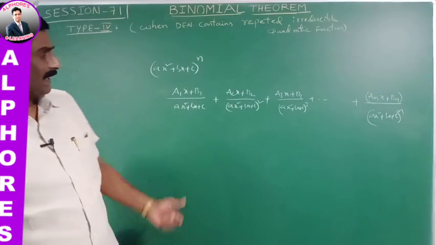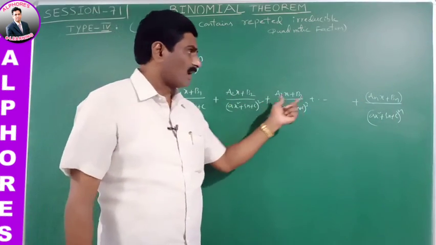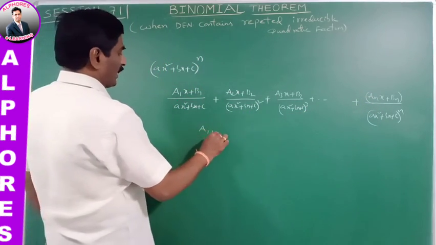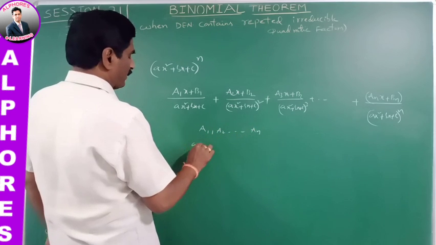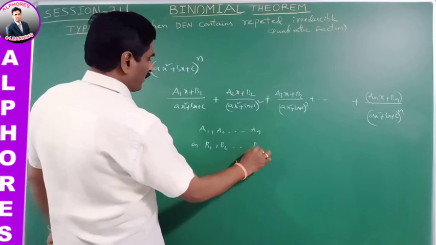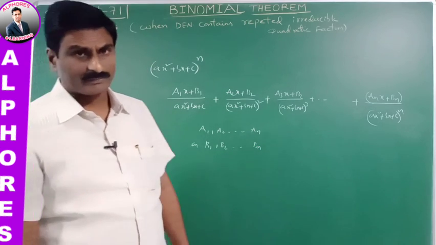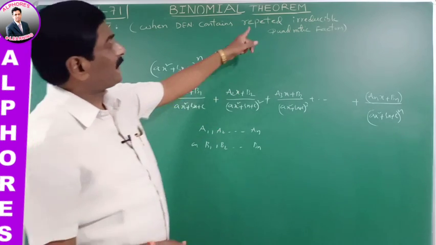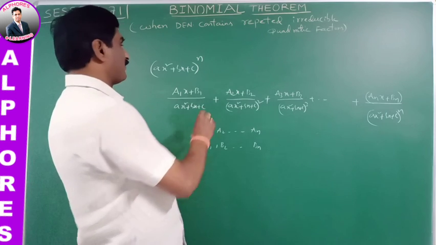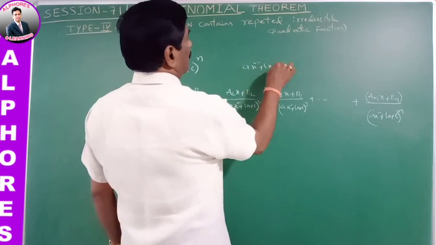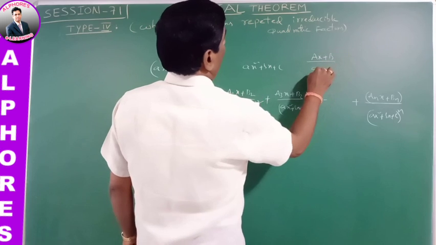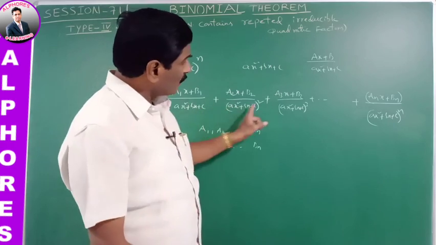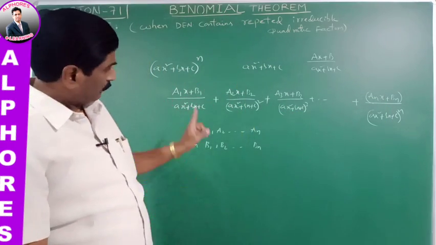Please observe this value. It is one of the partial fractions. It is the second, third, up to n. We get n partial fractions, where a1, a2, a3, up to an and b1, b2, b3, up to bn are constants which are to be determined. In a non-repeated quadratic factor, every quadratic factor of ax square plus bx plus c gives (ax plus b) by (ax square plus bx plus c). In this case it is repeated, so for every power we get one partial fraction.